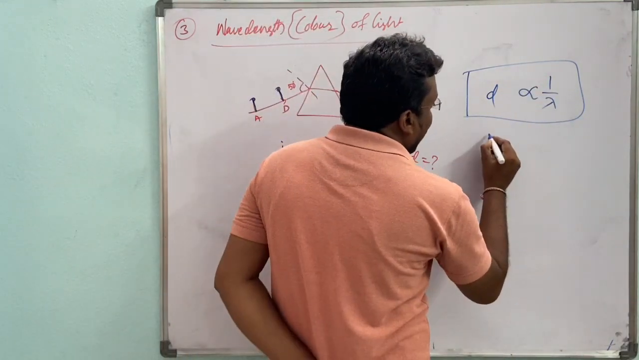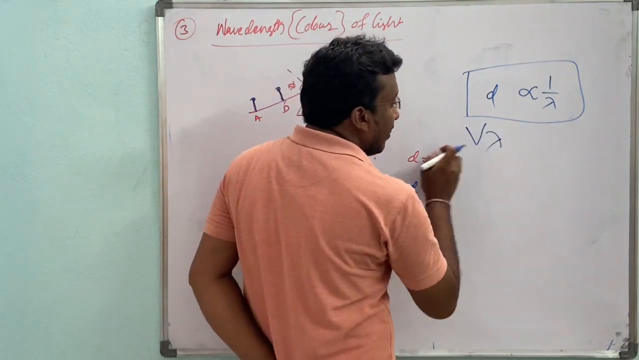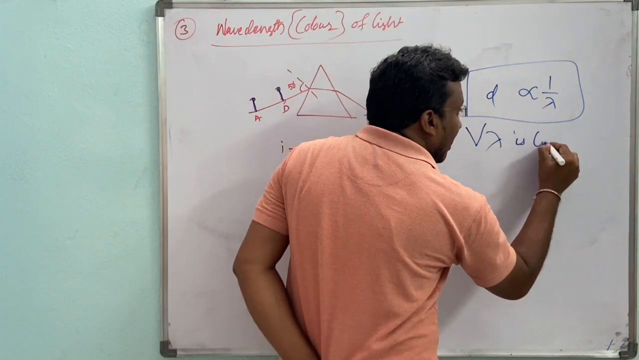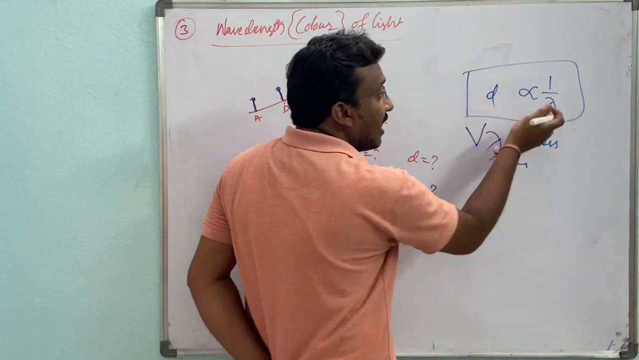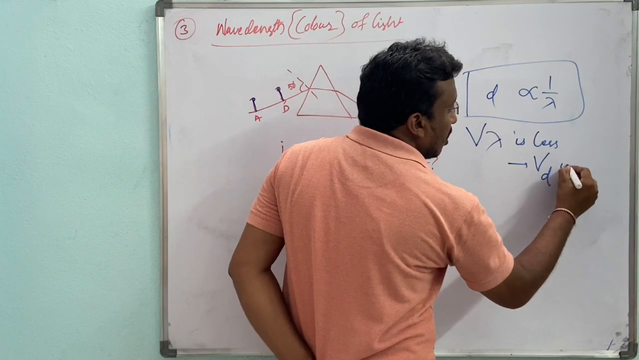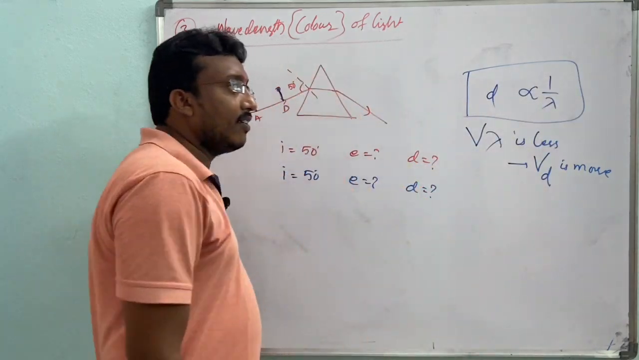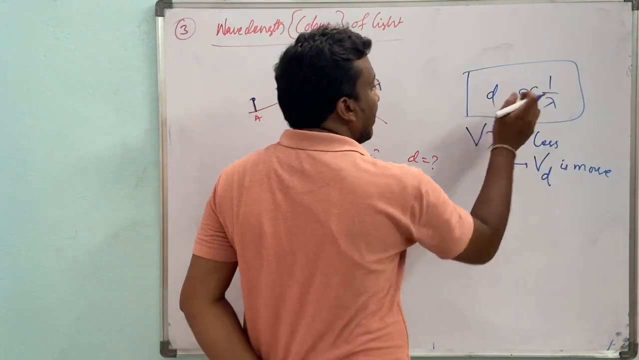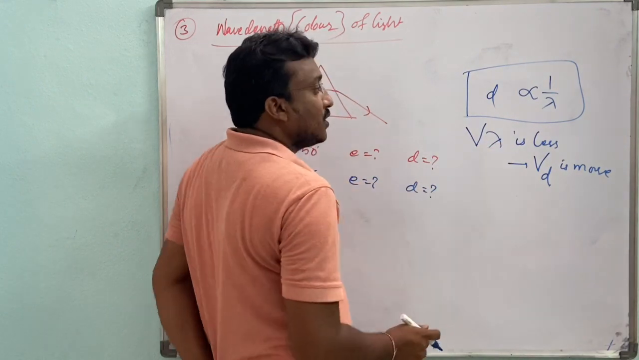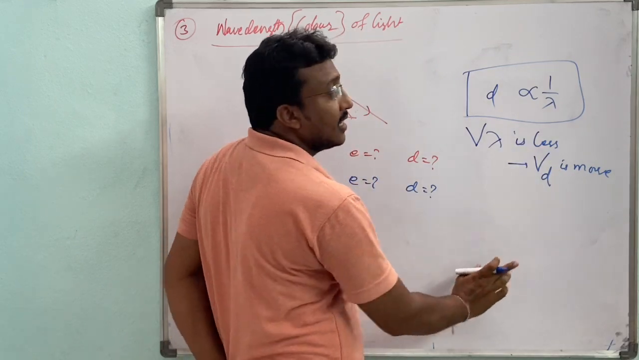Here, V stands for violet. The wavelength of violet color is less. That means the angle of deviation of violet color is more. This is our conclusion: angle of deviation is inversely proportional to the wavelength used. Violet color has a less wavelength, so the violet color's angle of deviation is more.